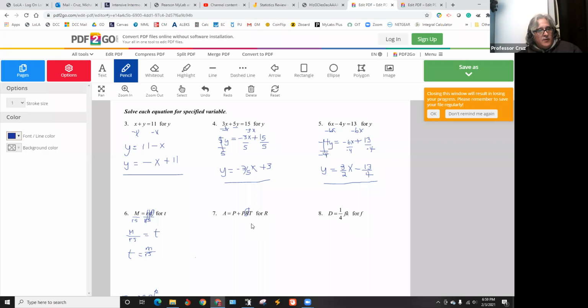All right, so on this one, you've got to get rid of that P hanging off first. So the P is being added, so you have to do the opposite, which is subtract. Now that P, subtracting it, only got rid of that one right there. Those are the ones that are going. The PRT is still left over.